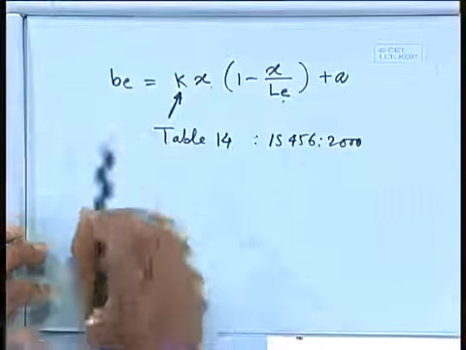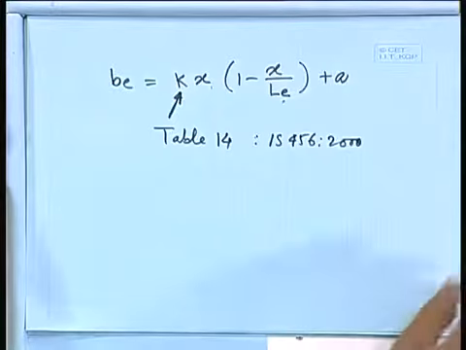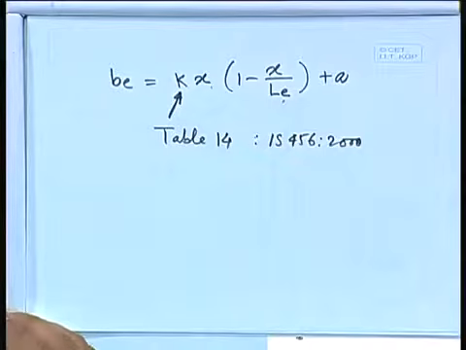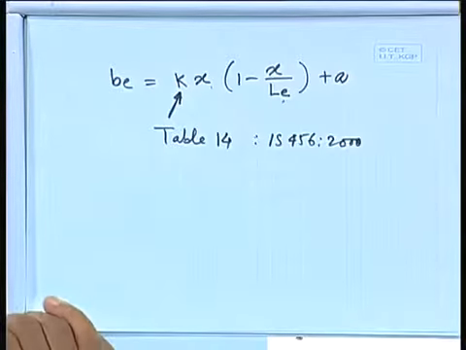So due to concentrated load, we have to calculate that effective width, instead of taking, say, 1 meter, and we can find that out from this formula, which is also available in the code. Similarly for the cantilever beam also.